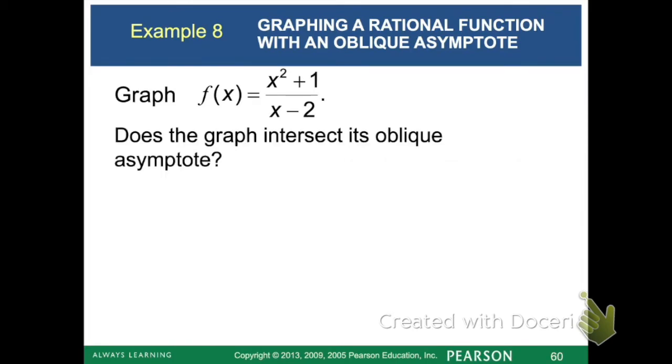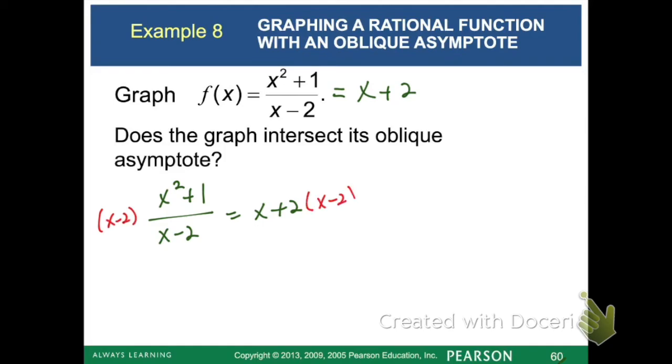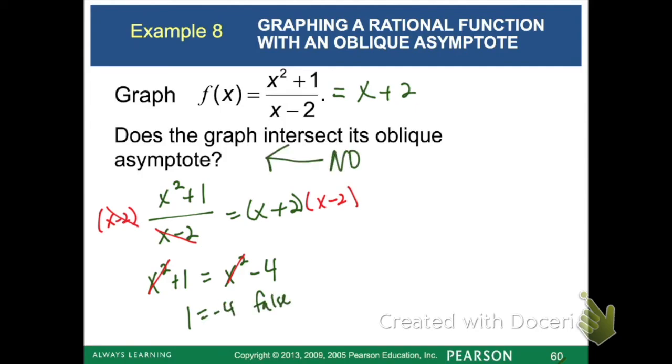Next, we're going to determine if our graph intersects our oblique asymptote at y equals x plus 2. We do that by setting our function equal to our asymptote, which is x plus 2. To solve this, I'm going to need to multiply my denominator over, so both sides by x minus 2. On the left, they cancel out. On the right, I'm going to FOIL. My x squareds cancel out, and I get a false statement, which means no, my graph does not intersect the oblique asymptote.